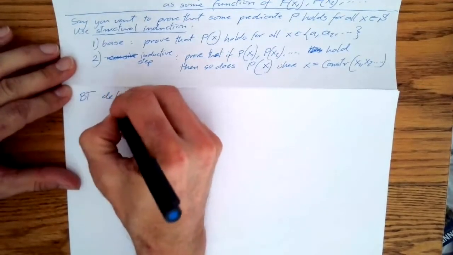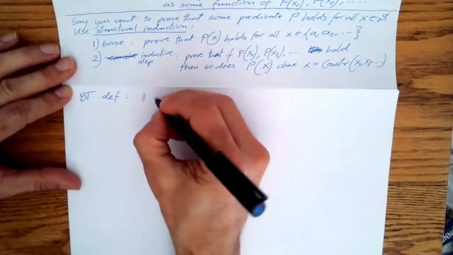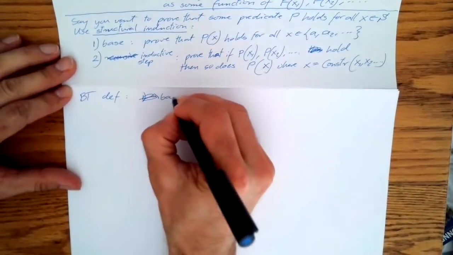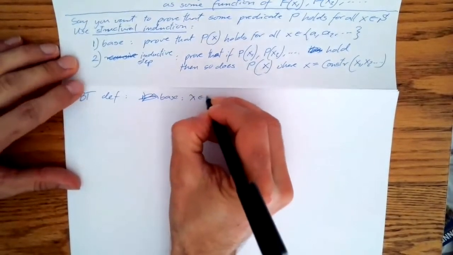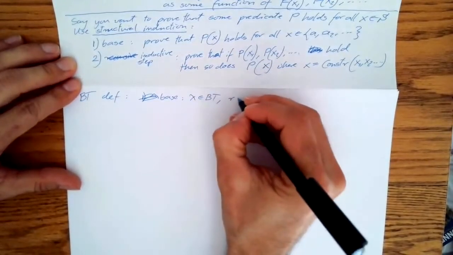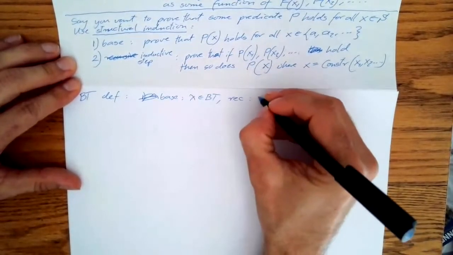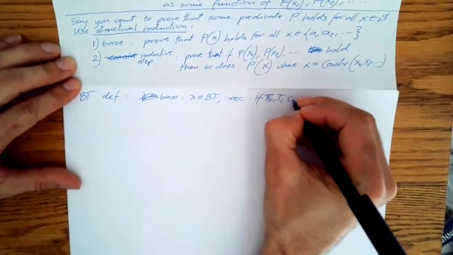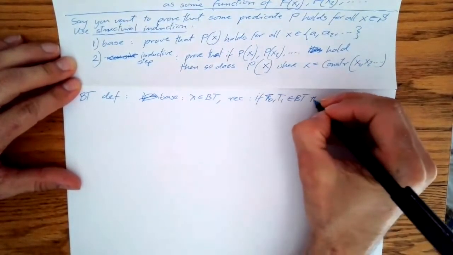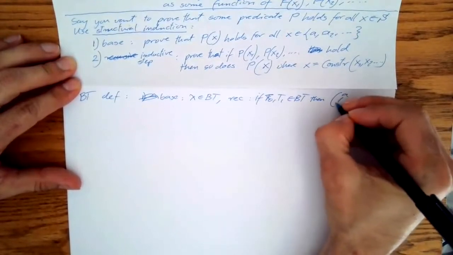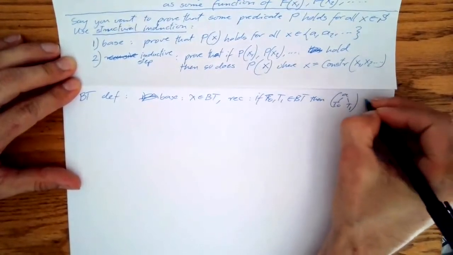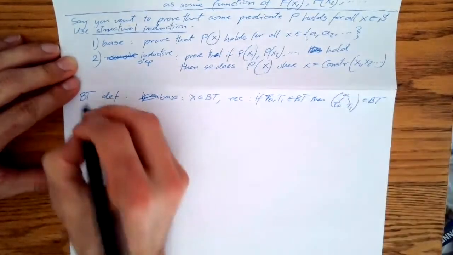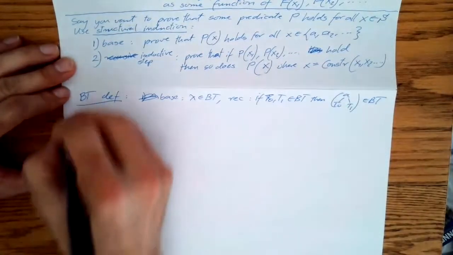Binary tree definition. Base case: lambda is a binary tree. Recursive: if T0, T1 are binary trees, then something that looks like this is a binary tree. Okay, that's a recursive definition of binary trees.